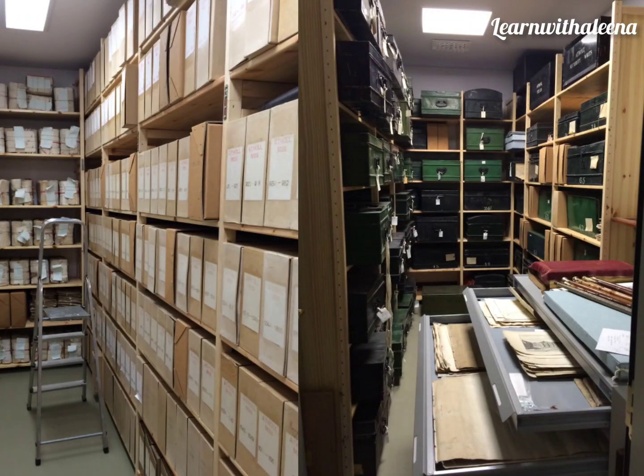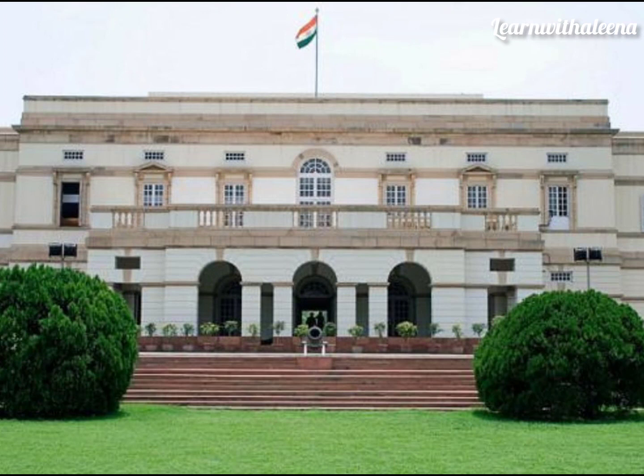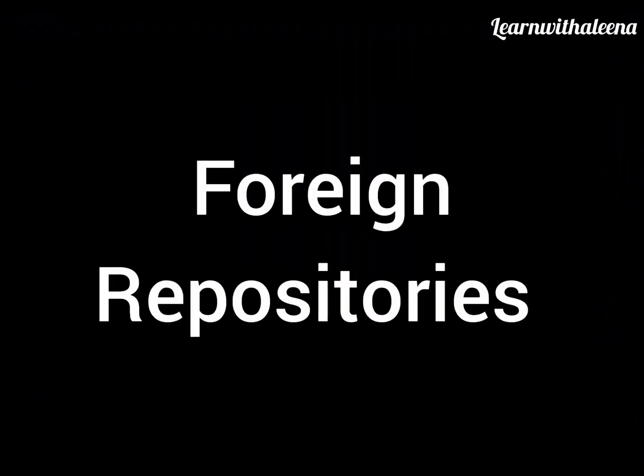Private archives. Private archives comprise papers and documents of individuals and families. These are housed in the Nehru Memorial Museum and Library in New Delhi. The archives of banks, business houses, and chambers of commerce are extremely helpful in the study of economic changes. Foreign repositories.